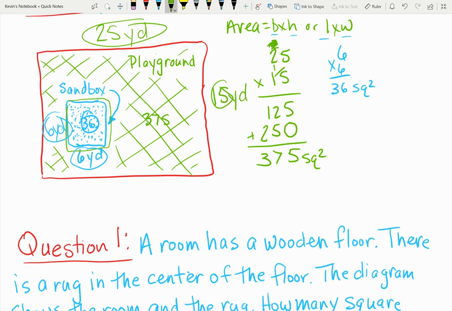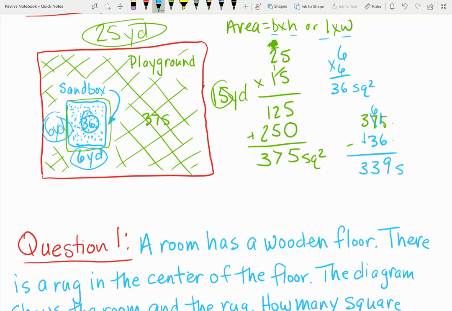So then I take 375 minus 36. Okay, so this is my sandbox, and this is my total amount. So when I subtract those two, we can't take 6 from 5. We're going to borrow from the 10s. Add 10 over there. 15 minus 6 is 9. 6 minus 3 is 3. Bring down a 3.